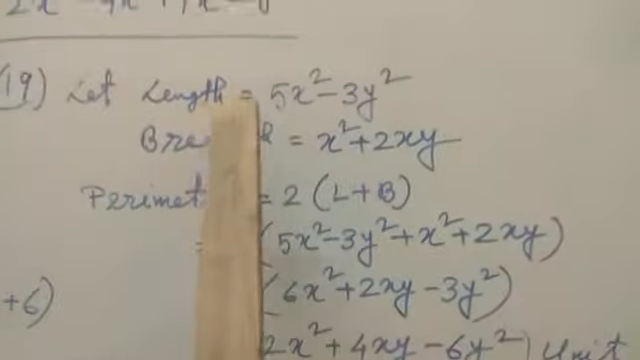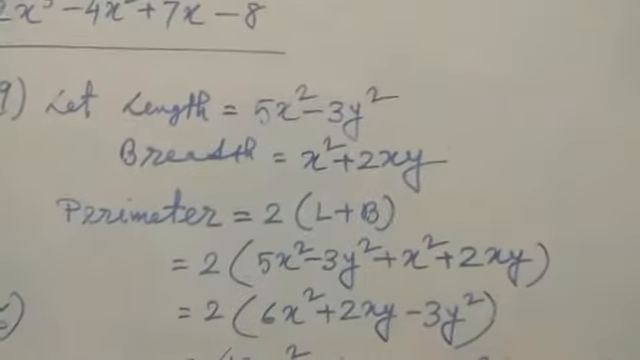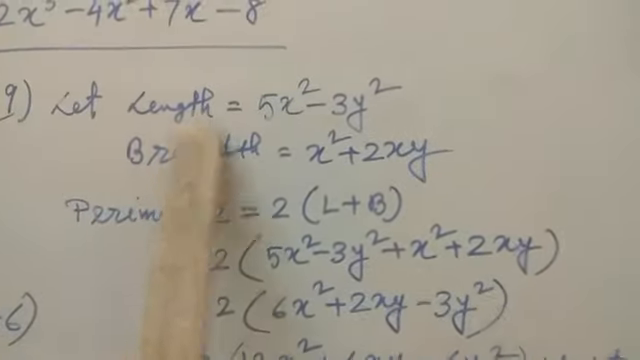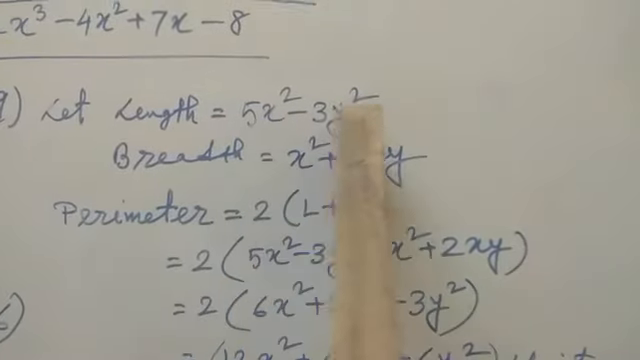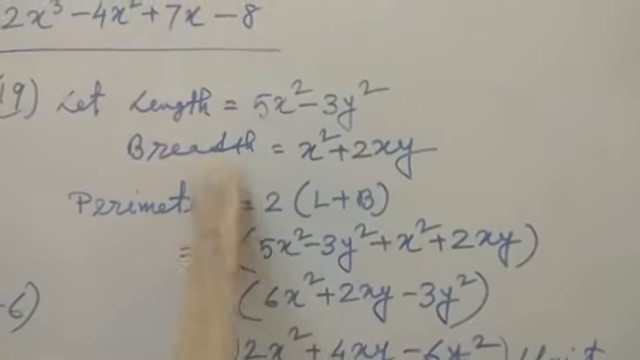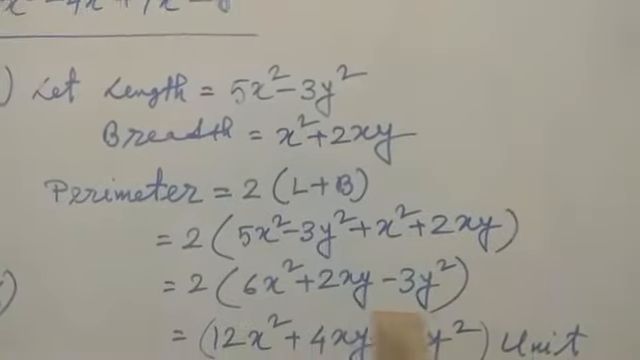Question number 19. In your book it is given the length of two sides of the rectangle, find the perimeter. So let one be length, another be breadth. So length equal to 5x square minus 3y square unit and breadth equal to x square minus 2xy unit. Find the perimeter of this rectangle.